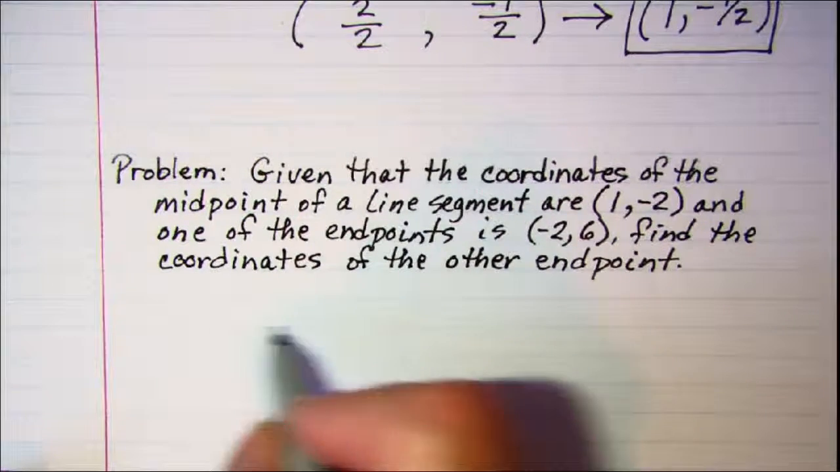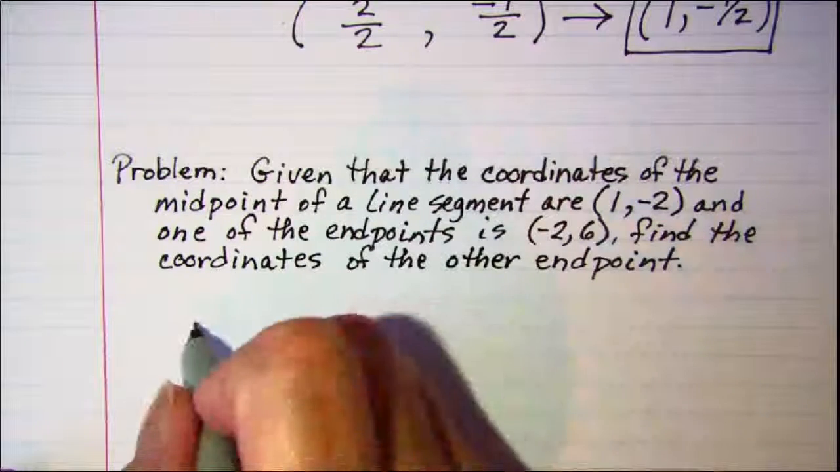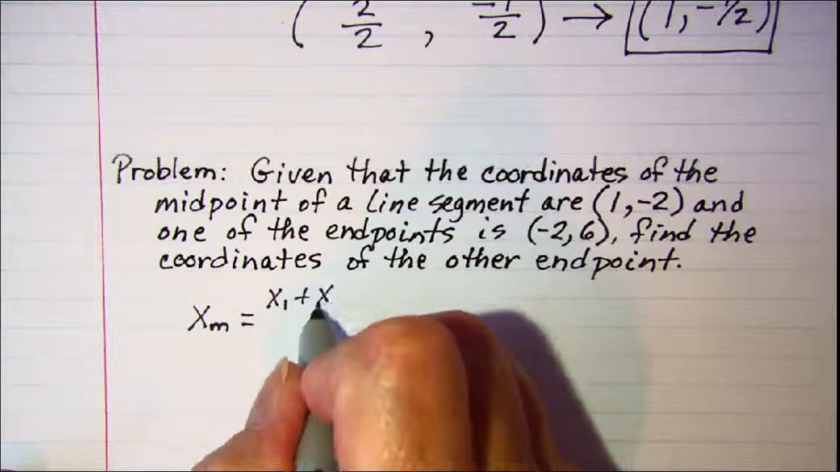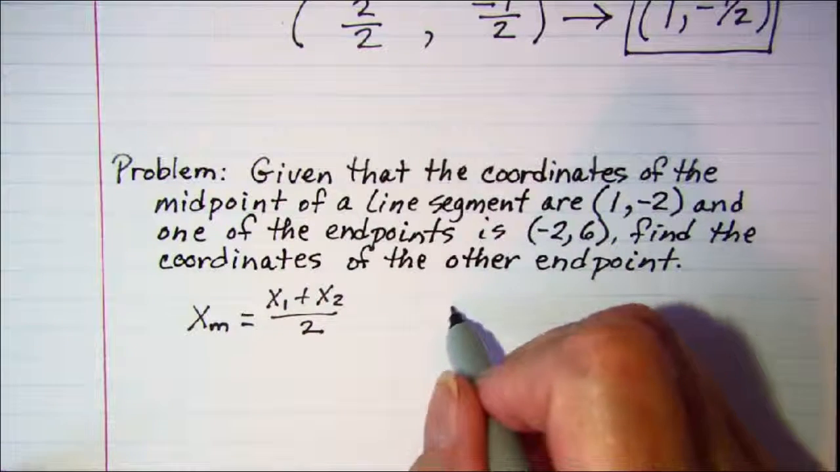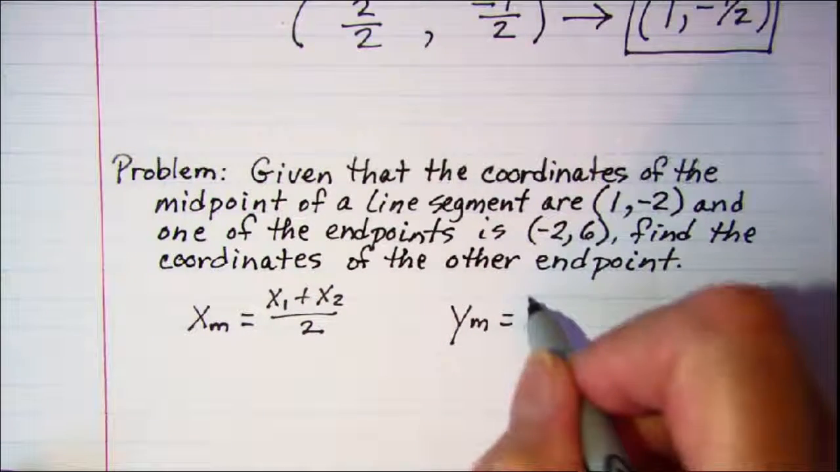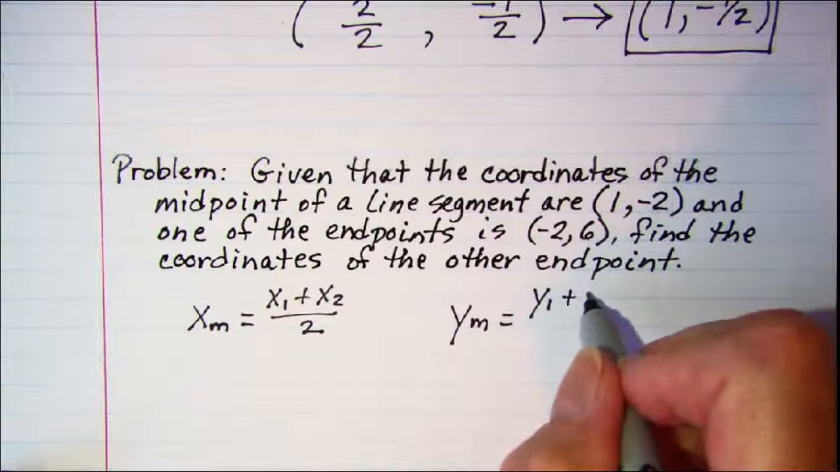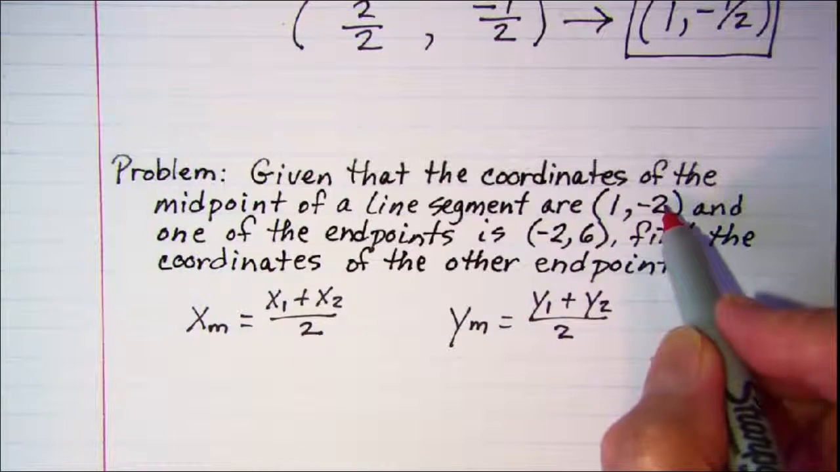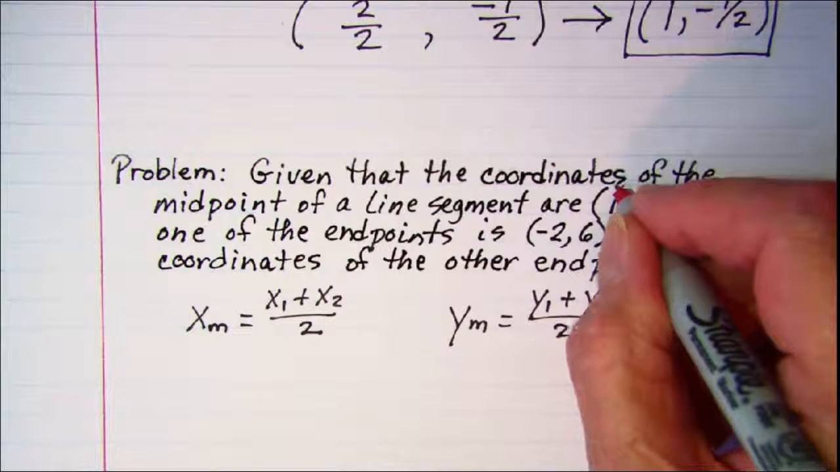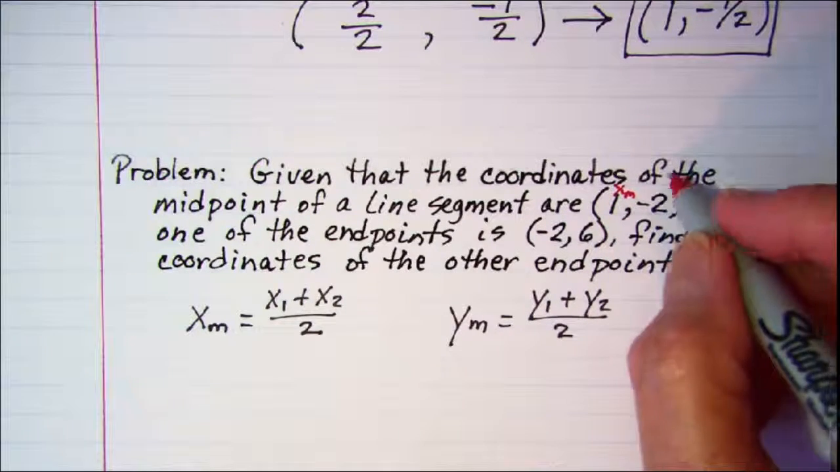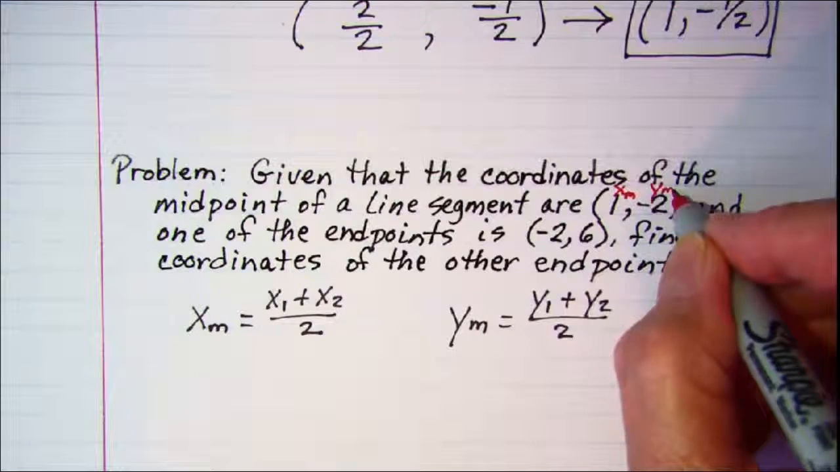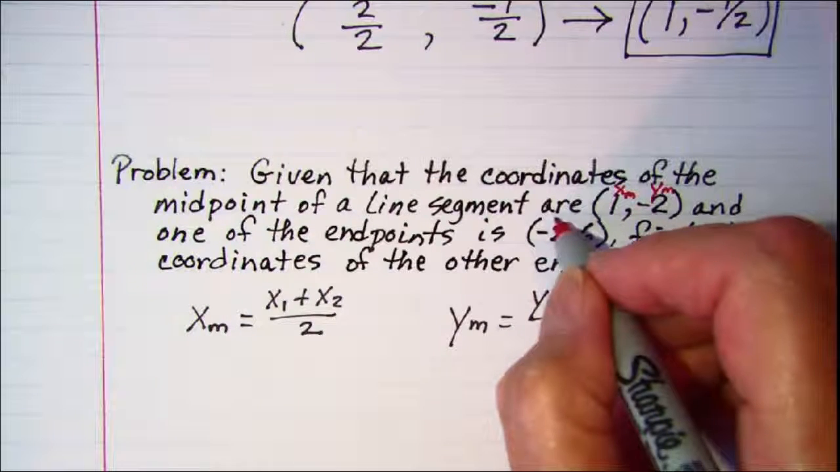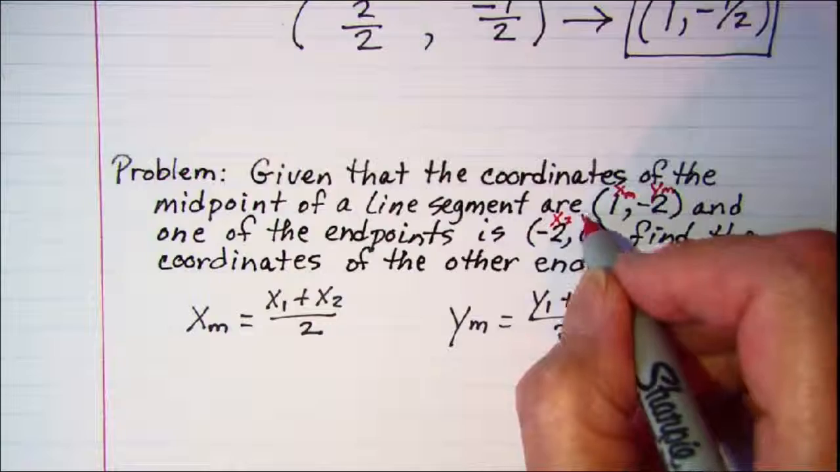So our equation that we're going to use for this problem is our x-coordinate of our midpoint is equal to x1 plus x2 divided by 2. And the y-coordinate of our midpoint is equal to y1 plus y2 divided by 2. So this point is the coordinate of our midpoint. So this is our x sub m, and this is our y sub m. And then the endpoints, we can let this be our x2 and our y2.